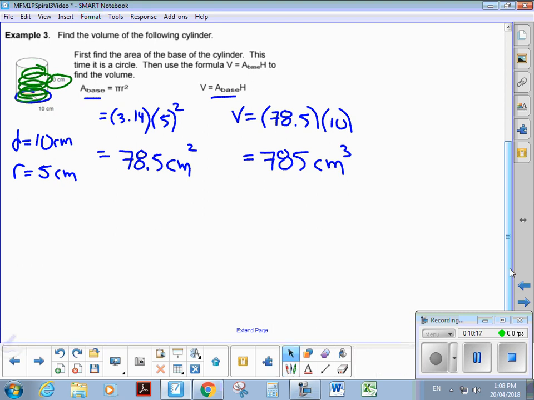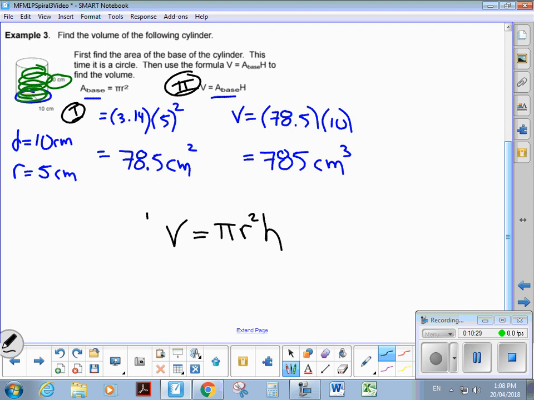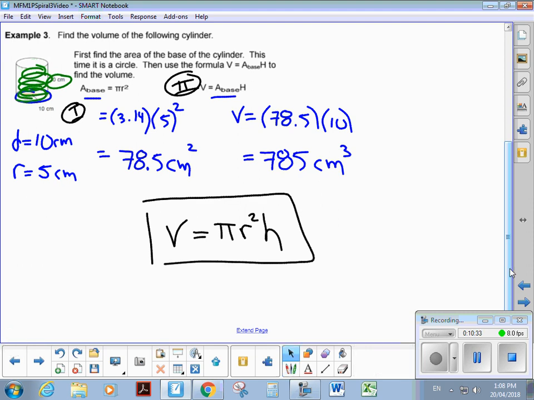So again, we have stage 1, find the area of the base of the shape. Stage 2, find the volume. Or some of you look at the formula and you see volume equals pi r squared h. So if you feel comfortable, you can just go ahead and use that single formula rather than doing it in steps. But you need to be comfortable and be able to use your calculator properly.